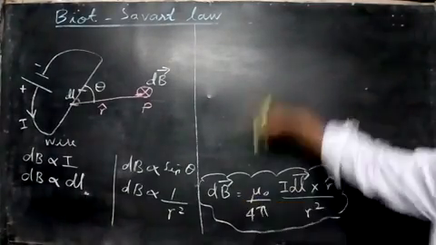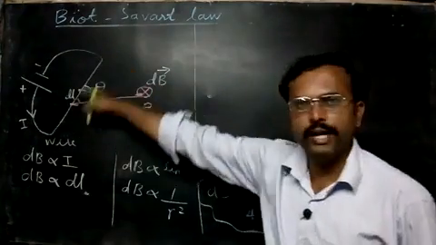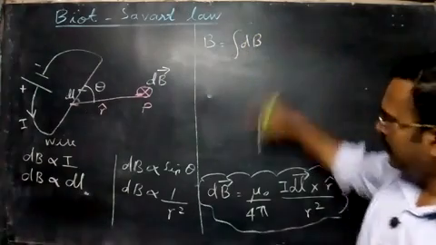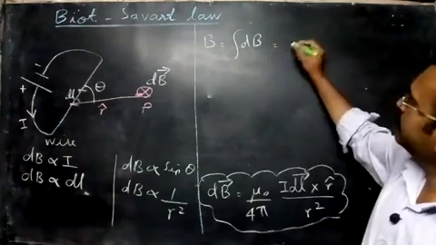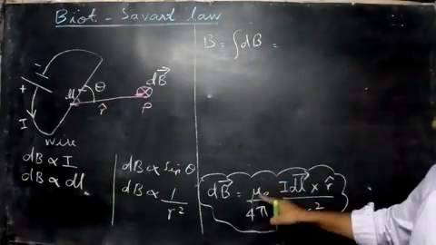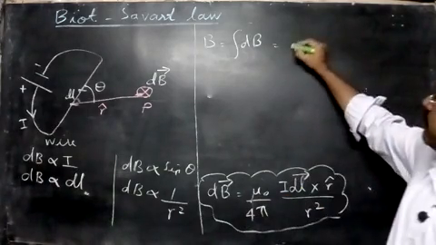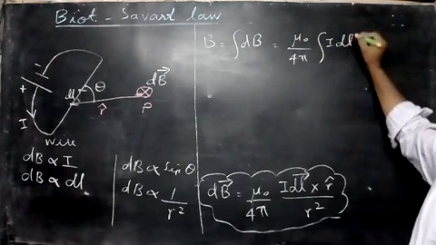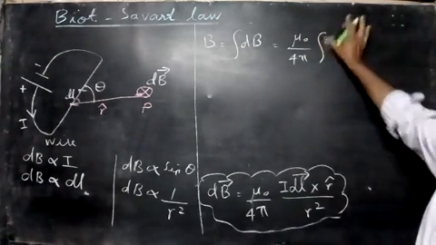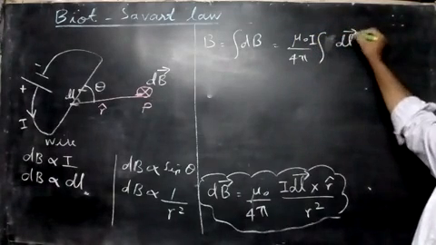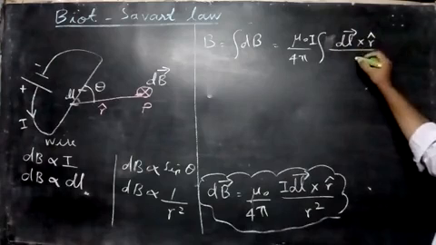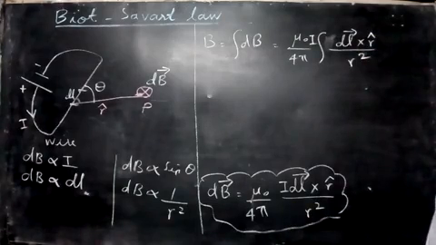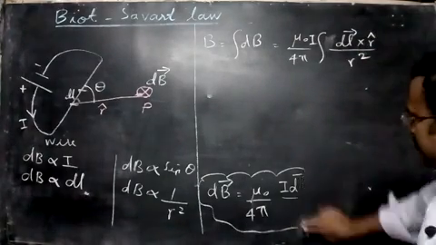Now let me continue from this. You must find the magnetic field for the full element. So we write the magnetic field B is equal to the integration of dB vector. Mu naught by 4 pi is a constant, so we take it out. So what we get is mu naught by 4 pi into the integration of I dl, and I is also a constant, so we can take I outside too. Integration of dl vector cross r cap by r square. This will give us the entire magnetic field.